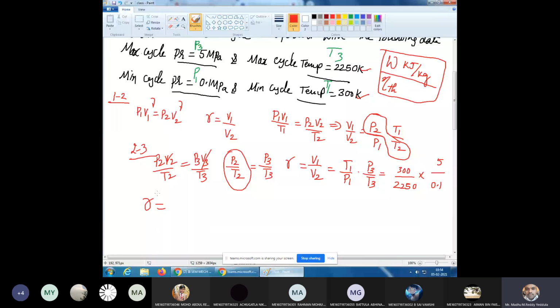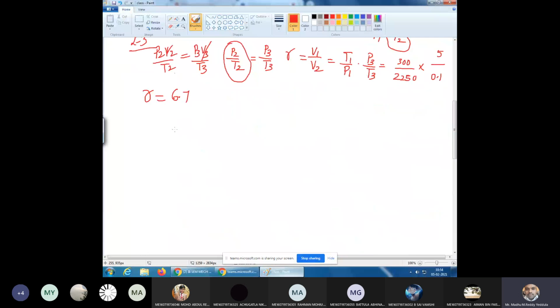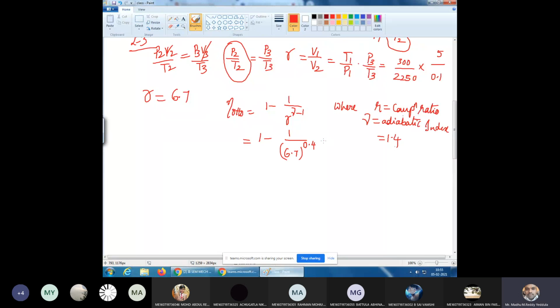As we know, the thermal efficiency of the Otto cycle can be calculated using 1 minus 1 by R power gamma minus 1, where R is the compression ratio and gamma is the adiabatic index. This is the air standard efficiency, where the working fluid is air. The value of the adiabatic index for air is 1.4, so gamma equals 1.4. Then substitute the values: 1 minus 1 by 6.7 whole power 0.4.